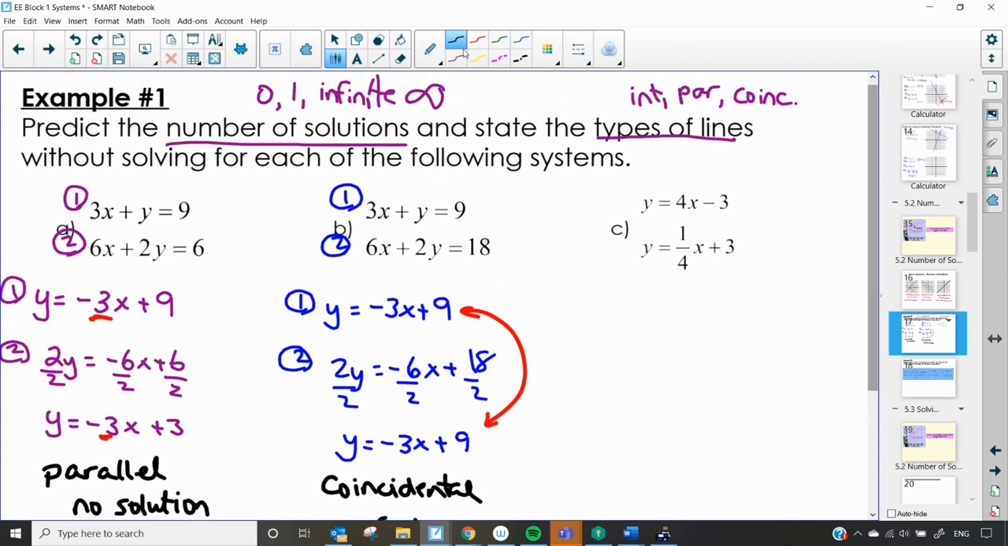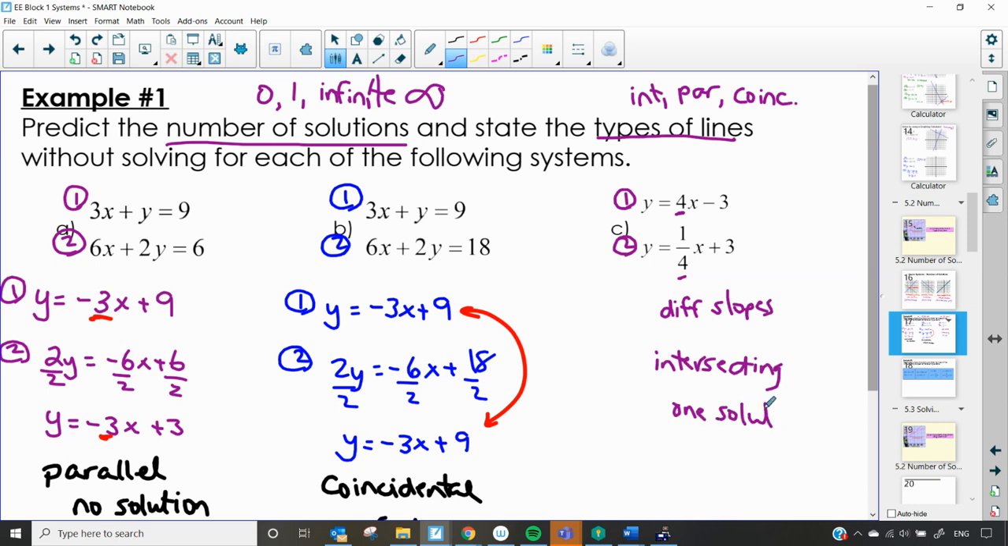All right, last example here. We've got y equals 4x minus 3 and y equals 1/4 x plus 3. Well, there's no manipulation needed here. I can already look right away and see that these are different slopes. So I don't have to look any further than that. Different slopes means that these are intersecting lines. And that means there's one solution.